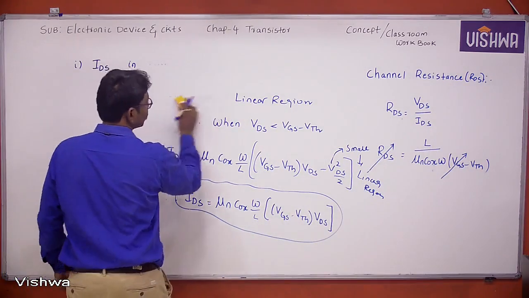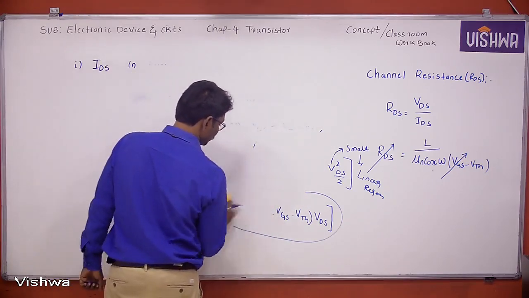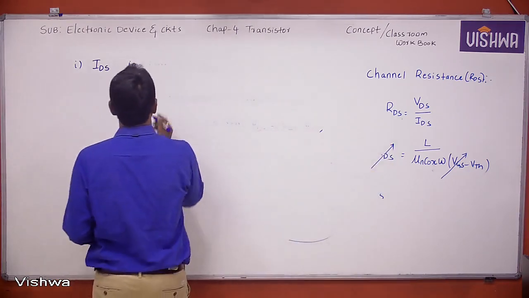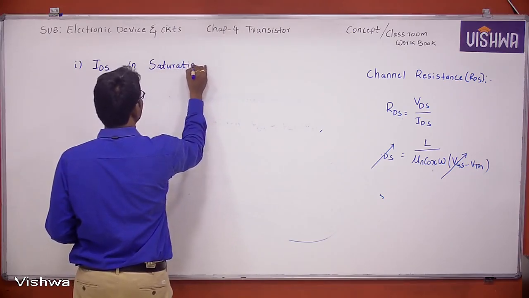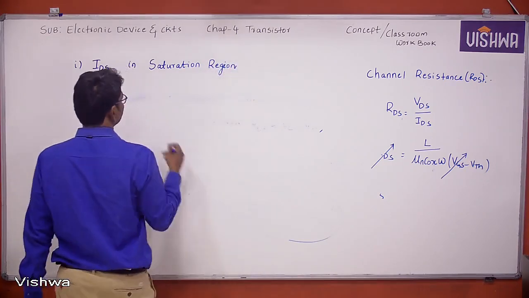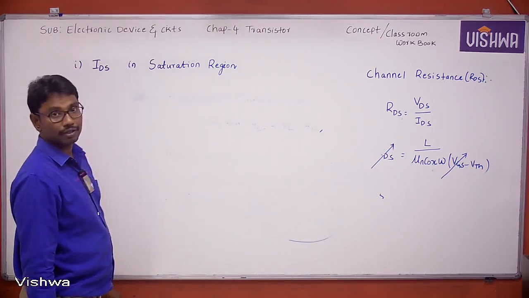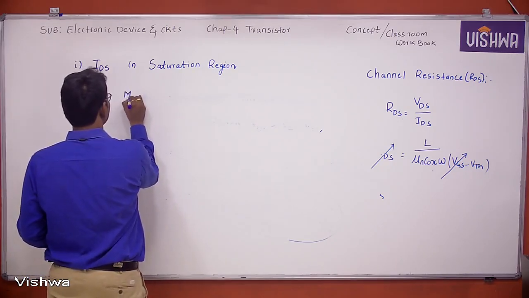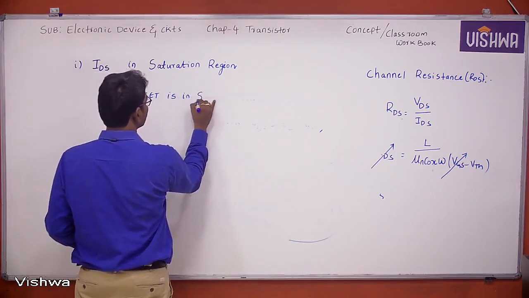Next heading: IDS in saturation region. Now tell me, what is the condition for saturation? When is the MOSFET in saturation? What is the condition?